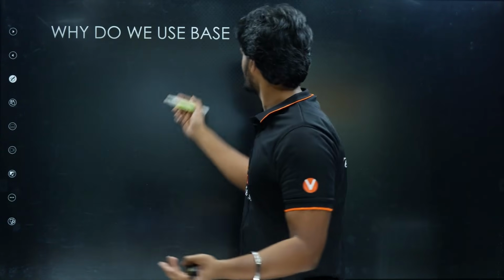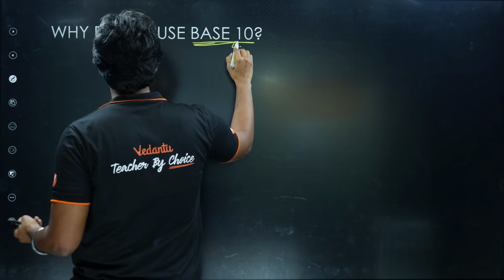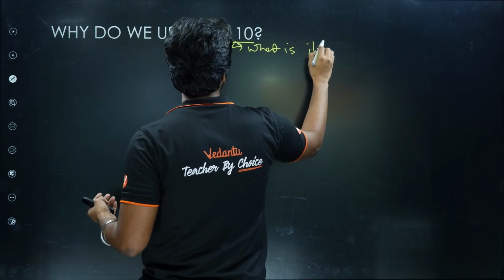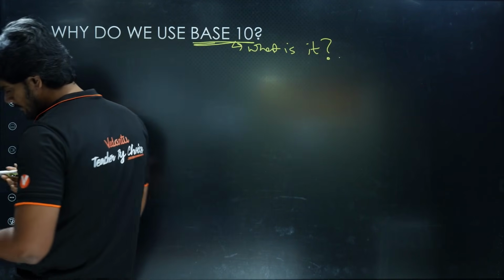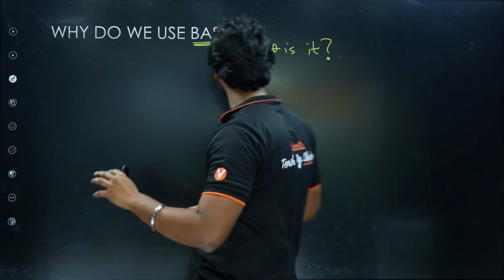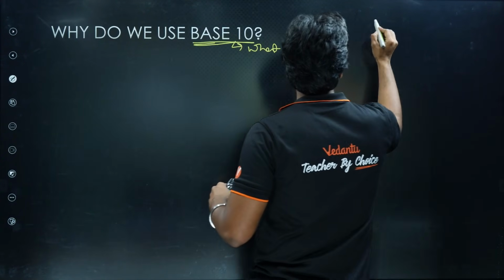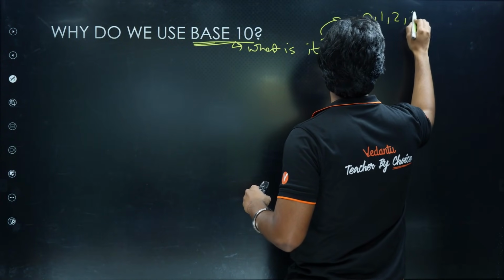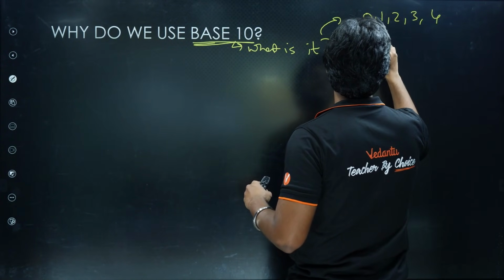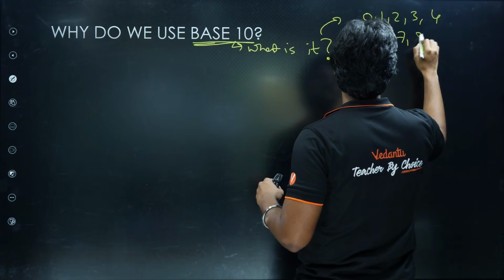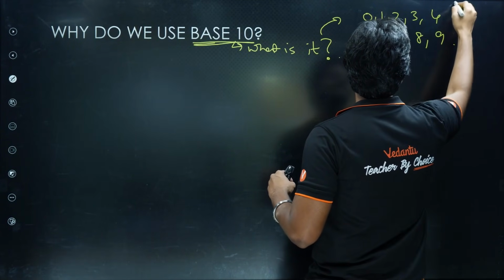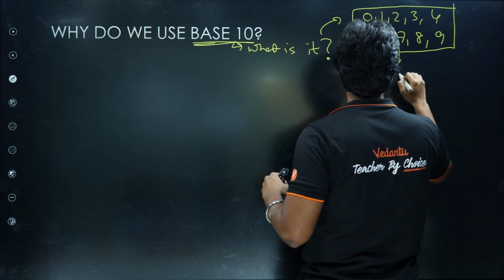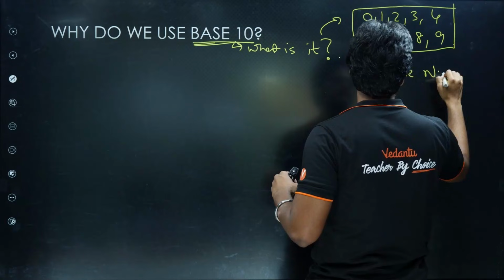What is base 10 exactly? Why is it base 10? We say it is base 10 because we have the characters 0, 1, 2, 3, 4, 5, 6, 7, 8, 9. These are the characters. Our whole number system is built on this.